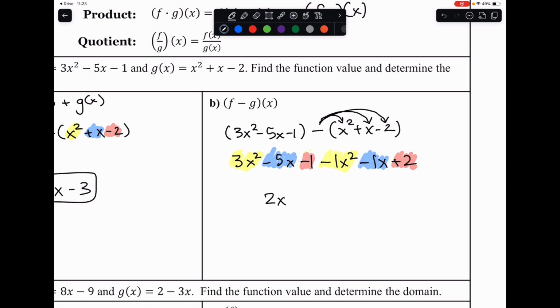So 2x squared. Negative 5 minus 1, negative 6. And negative 1, again, ignore all of this and go to here. So from left to right, we have negative 1, and we're adding positive 2. So negative 1 plus 2, that's positive 1. So there is the difference of f and g.